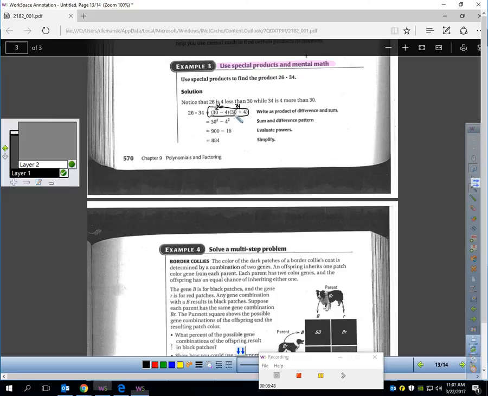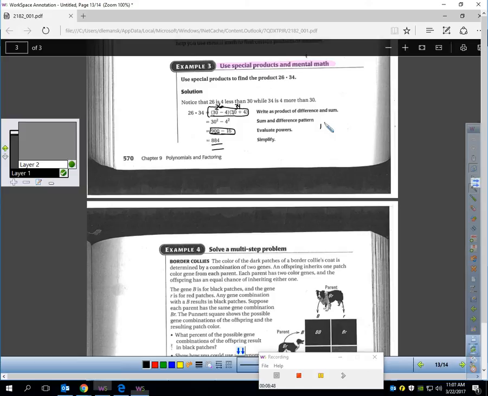30 times 30, that's easy, it's 900. Negative 4 times positive 4 is negative 16. The answer to this is 900 minus 16, it's 884. Okay? That would work on problems like this too.